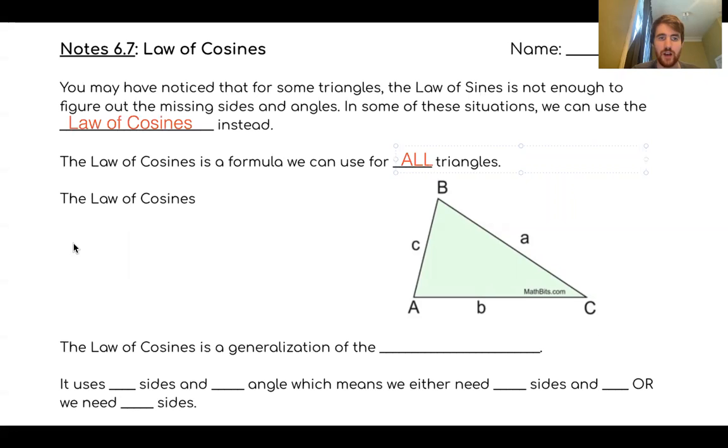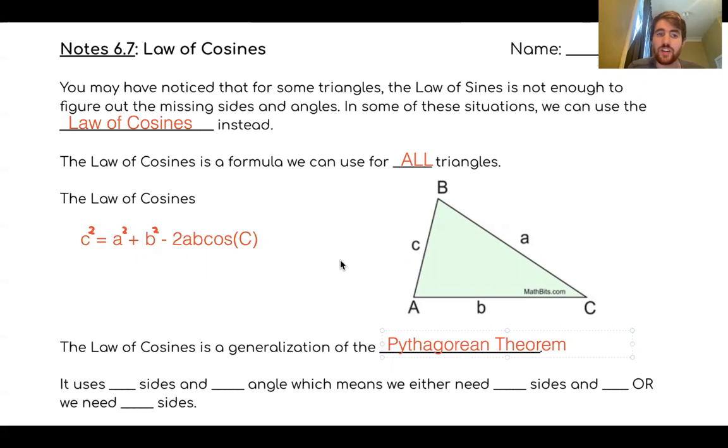Okay, so what is the law of cosines? The law of cosines says that C equals A plus B minus 2AB cosine of C. Wait, there's one very, very important part I left out. It's not C, it's C squared equals A squared plus B squared minus 2AB times the cosine of C. This may look somewhat familiar to you. C squared equals A squared plus B squared. And you would be right that this is a generalization of the Pythagorean theorem.